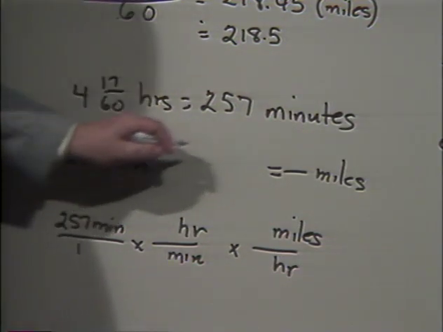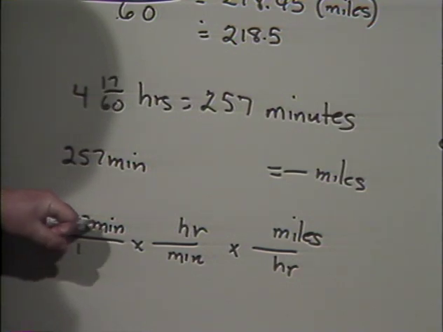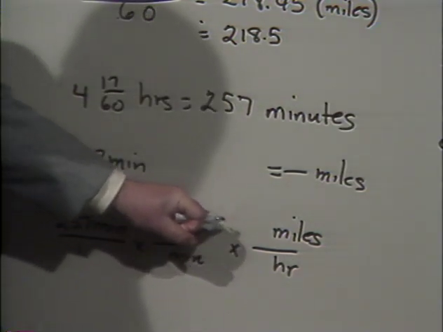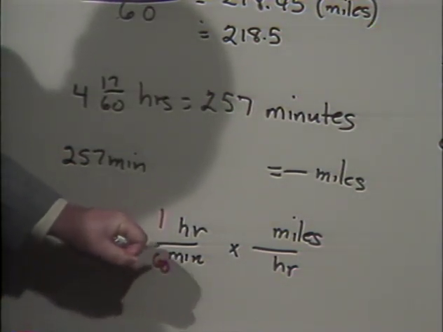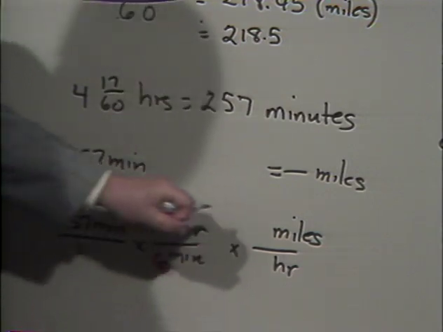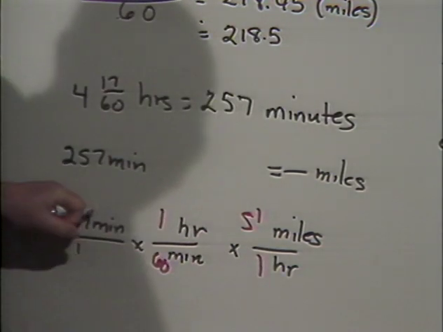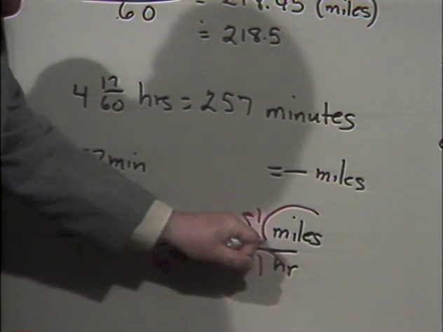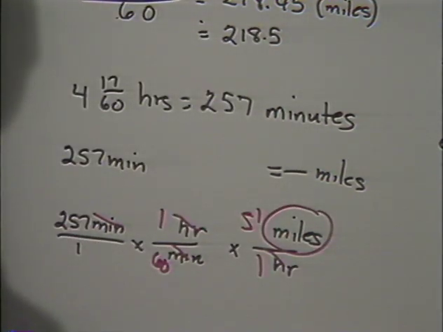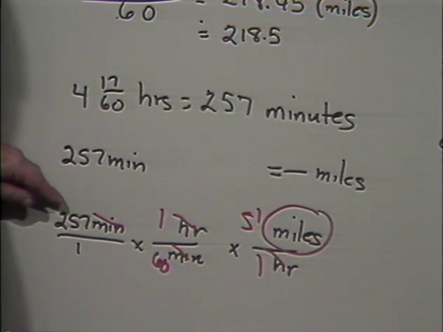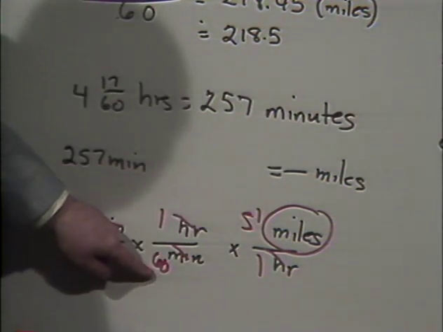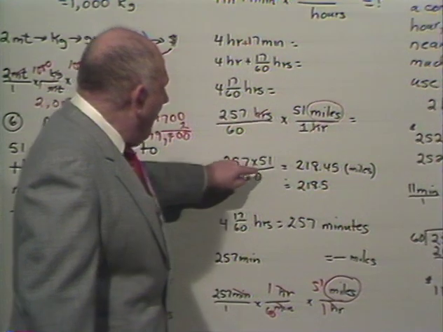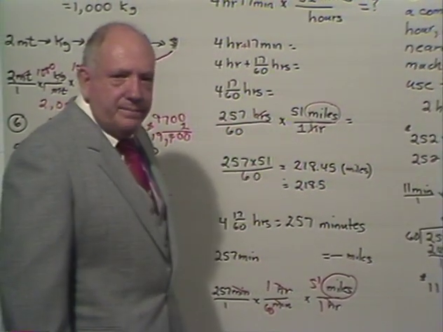And now you want to convert minutes to miles, and the way you're going to do that is what? You'll go from minutes to hours, then from hours to miles. And how do you do that? There are 60 minutes per hour. You're traveling 51 miles per hour. Check the labels here. So the answer is going to be miles. And the part that I thought you might find interesting is, even though conceptually this was a different approach, what is the final answer going to be? 257 times 51 over 60.